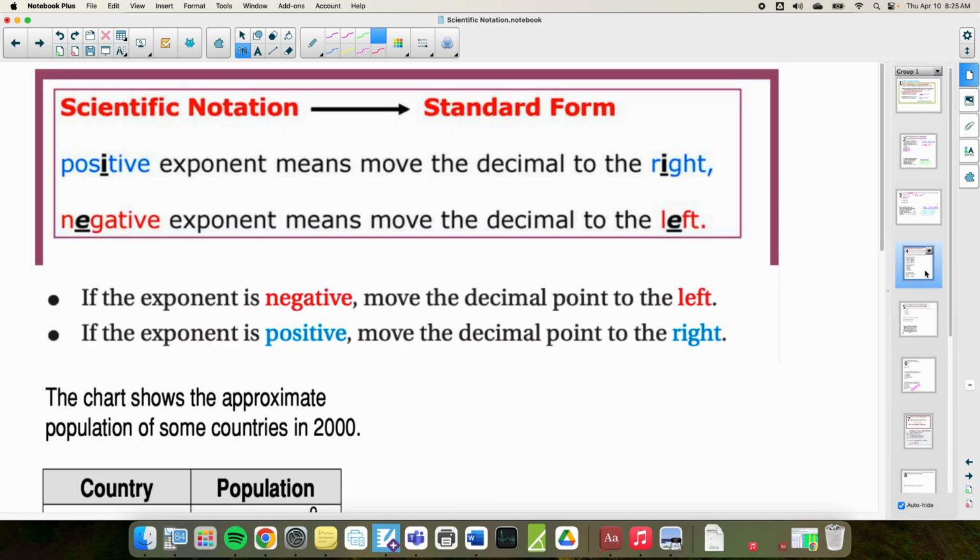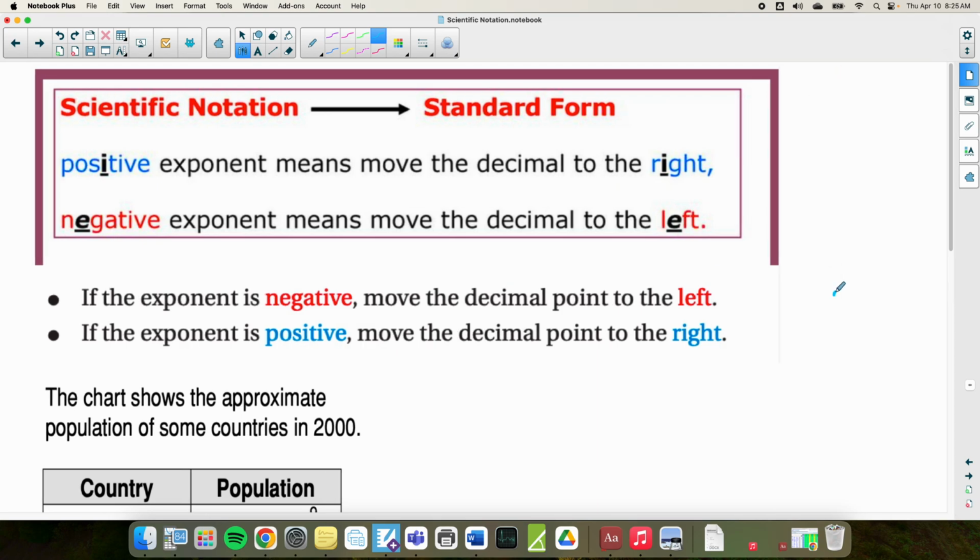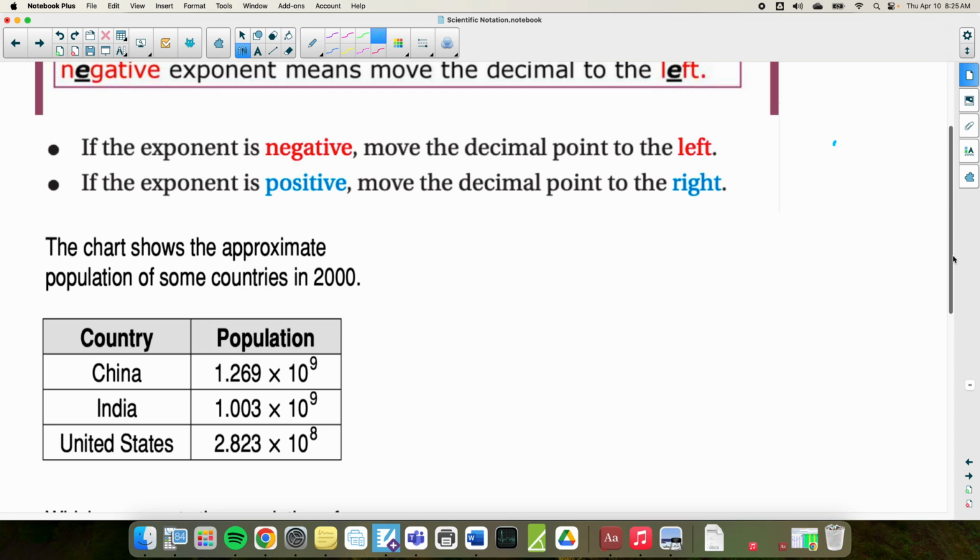Now, the next thing that we're gonna do is we're gonna take a number in scientific notation and switch it to standard form. When I do this, a lot of times I just think of, if it's a positive number, I wanna make that number big. So I add zeros to it, okay? If it's a negative number, I wanna make it small, so I move my decimal point over and I add zeros after the decimal point to make it very small, okay?